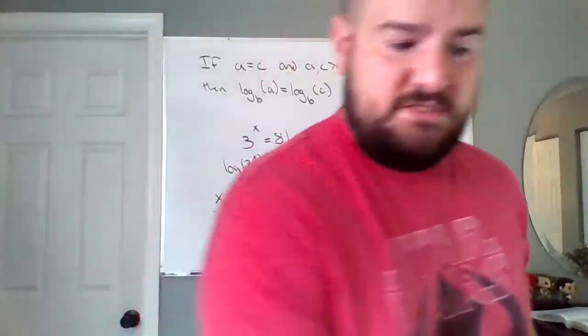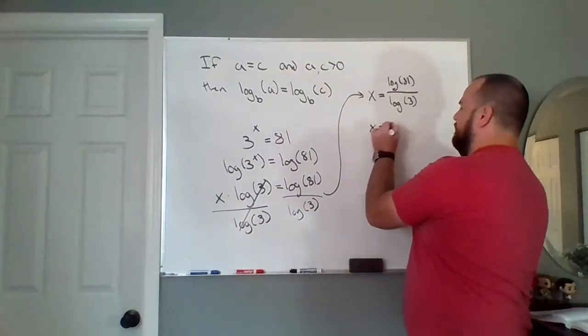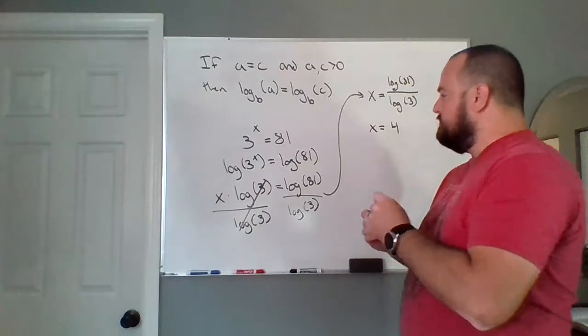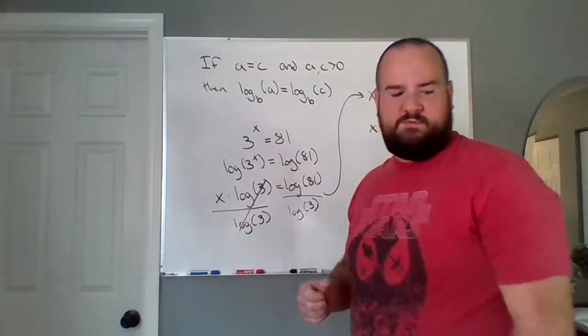We hit enter. We get 4. We knew that's what it was. We get that x equals 4. We knew that going into the problem, which was easy, right? That's why this is a nice problem to work with.